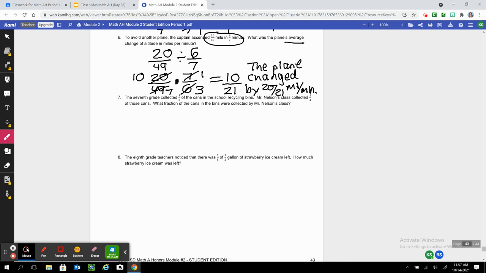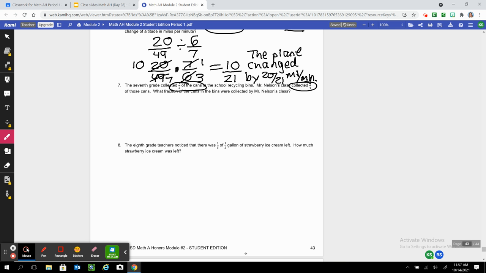Okay, the 7th grade collected 1/2 of the cans of the school recycling bins. Mr. Nelson's class collected 1/4 of those cans. What fraction of the cans in the bin were collected by Mr. Nelson's class? So we see the word of, which means we're going to multiply. So we have 1/2 of the 1/4. This is very simple. It would just be 1/8. So it would be 1/8 of the cans were collected by Mr. Nelson's class.